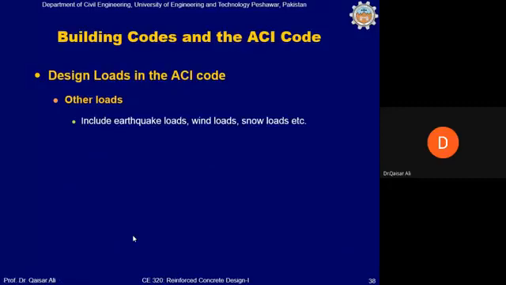Other loads include earthquake loads, wind loads, snow loads. So the conclusion is that when you start designing a structure, you will need loads. What loads shall be considered in this design? There are two types of loads, dead loads and live loads. Dead loads consist further of two types of loads. One is the self-weight of the structure, and the other is superimposed dead load, which is in addition to the self-weight. Then you have live load. Live load is the load of the occupants who will occupy the building, and a guide to this live load can be taken from the ACI table, which I just shared with you.